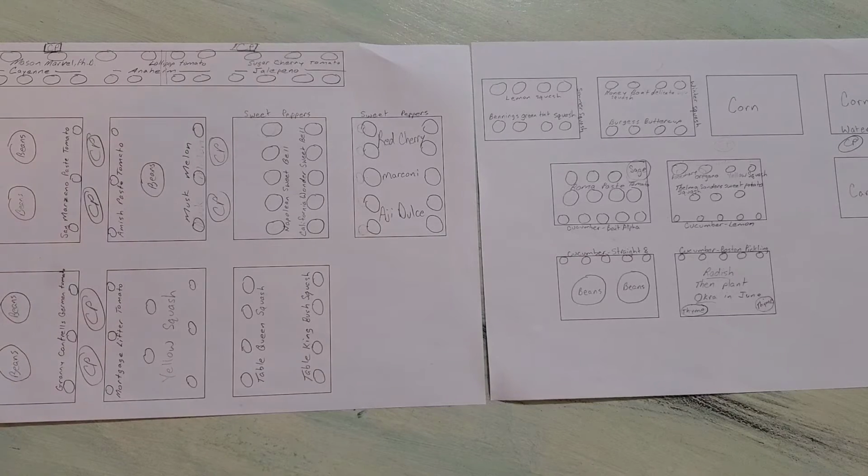For example, I have beans planted in this bed here in these two spaces. I wanted to make sure that there wasn't going to be something smaller than the beans on this side of them so that it wasn't going to get shaded out.